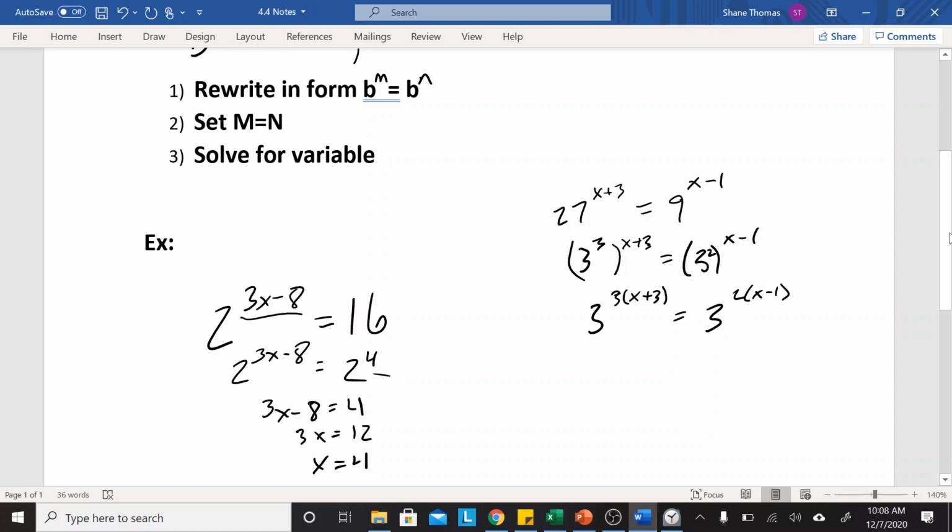So now I officially have it in that form where I can essentially eliminate the base. Now this is equal to 3 times x plus 3 equals 2 times x minus 1. Okay, so from there we'll distribute. So I got 3x plus 9 equals 2x minus 2. Subtract the 2x from the right side, so it's going to leave me with x. Subtract the 9 from the right side, and that's going to give me negative 11.